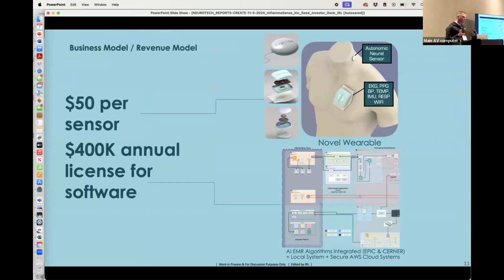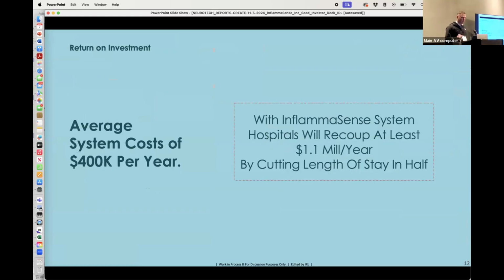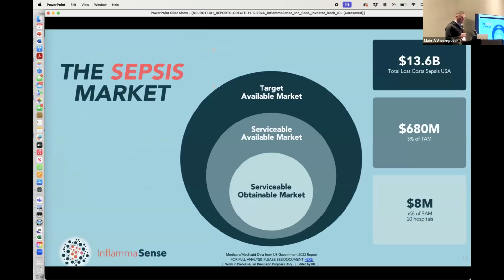The business model is essentially $400K per year. Again, it's $2.2 million that they're losing per year on sepsis cases. If we can reduce the hospital stay by reducing those readmissions, then we can subsequently decrease the losses that are due to these sepsis patients. We expect to reduce it by $1.1 million per year. The total addressable market is $13.6 billion.